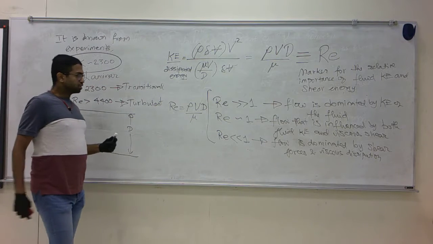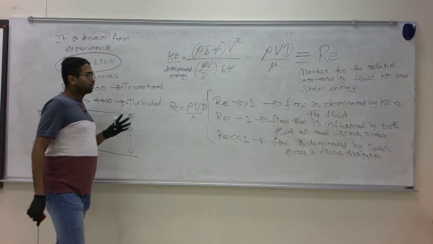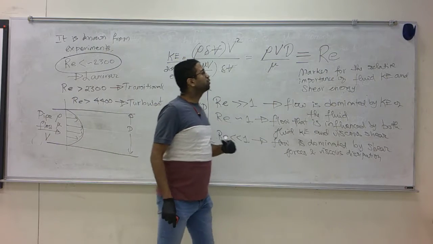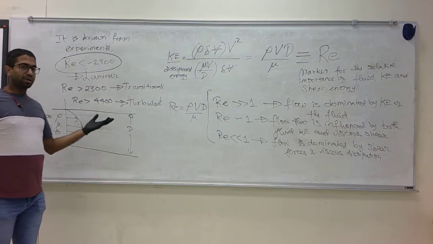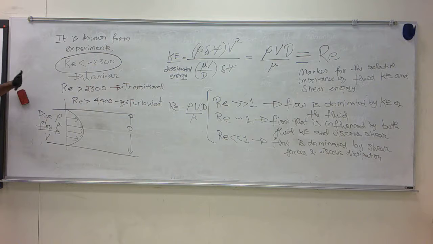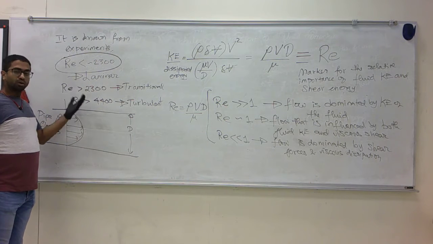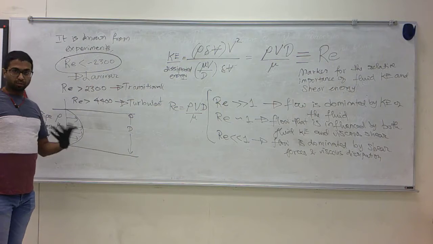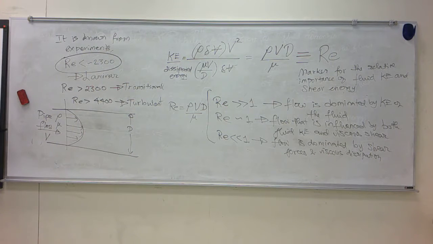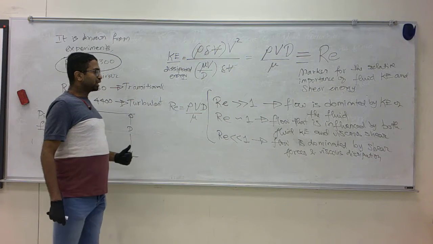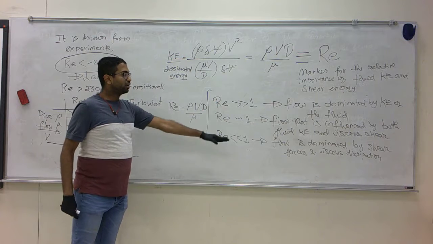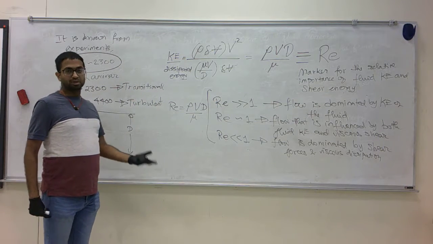So in the last part, we saw what the Reynolds number is. We saw it to be a marker for the relative importance of the fluid kinetic energy to the shear energy. I also mentioned that from empirical observations, it is known that a Reynolds number for pipe flow which is less than 2300 leads to a laminar flow, and anything more than that generally leads to a transitional or turbulent flow. Now, I also mentioned that if the Reynolds number is more than 1, the flow is dominated by kinetic energy, while if it is much less than 1, it is dominated by shear forces or viscous effects.